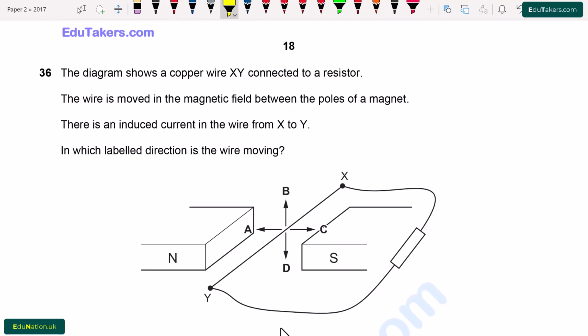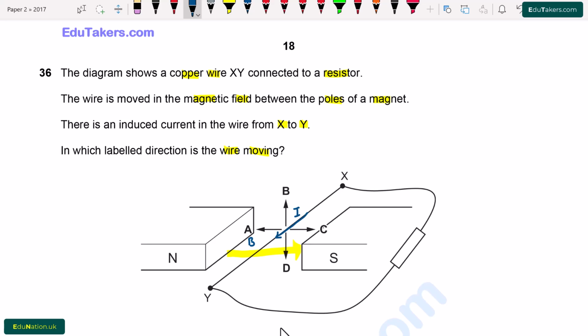Question number 36. The diagram shows a copper wire XY connected to a resistor. The wire is moved in the magnetic field between the poles of a magnet. There is an induced current in the wire from X to Y. In which labeled direction is the wire moving? So in which direction will the wire move? Here we can see that the direction of the magnetic field is from the north pole towards the south pole. Also the induced current in the wire is from X to Y. It means that current is induced in the downward direction. We have to find out the direction in which the wire moves.